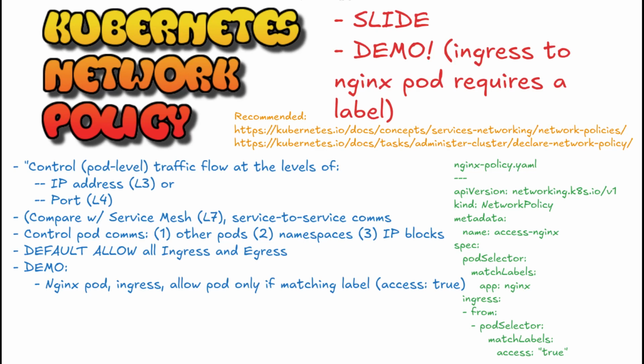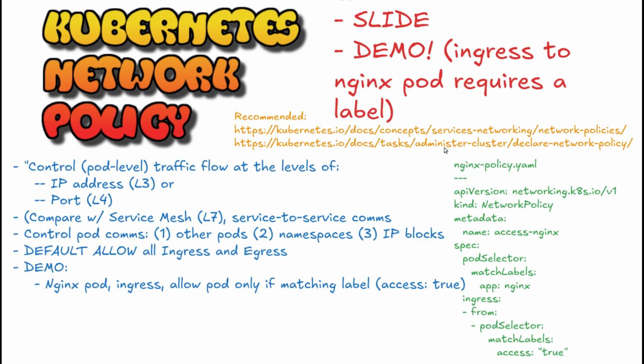In today's video, I'm going to introduce you to a Kubernetes API resource called Network Policy. I'm going to give you the brief basics in this single slide, and then I'm going to do a demo where we are going to show that ingress to an Nginx pod, it could be any pod, is going to require a label. I do recommend that you check out the Kubernetes documentation.